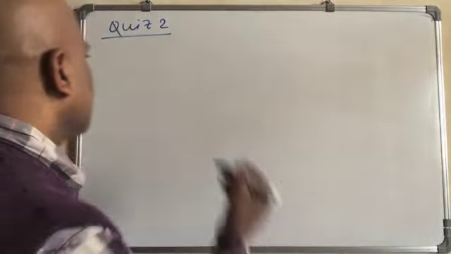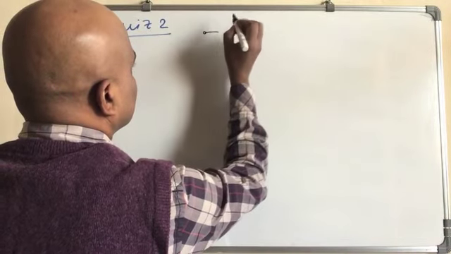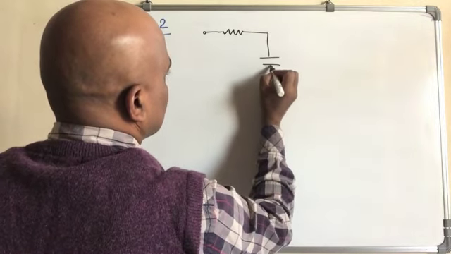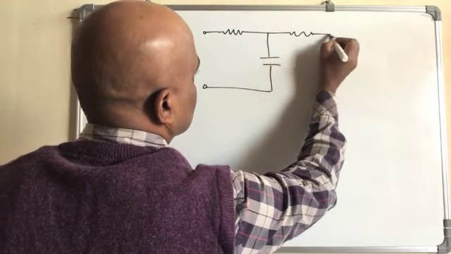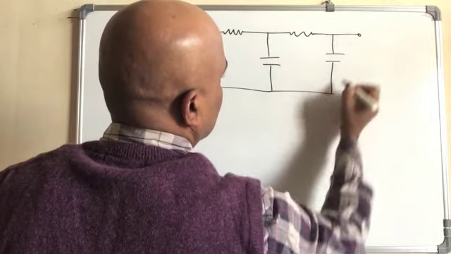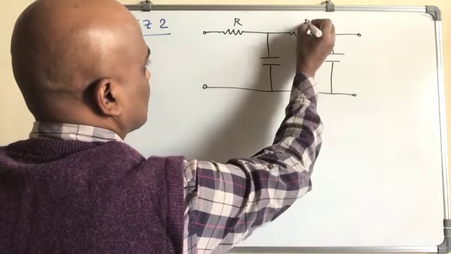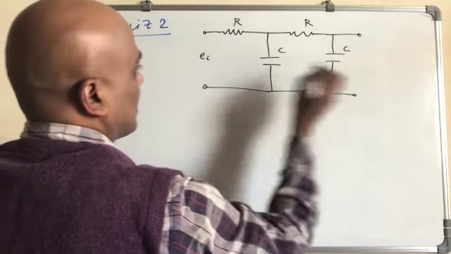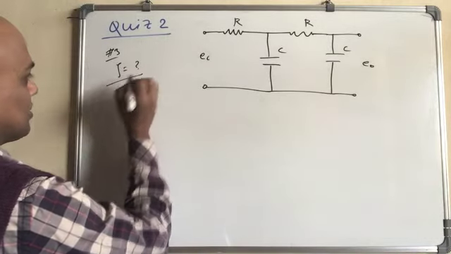The next question is number 3, where you have a resistance here and there is a capacitor, and then another resistance, another capacitor like this, and then you have the output here. Both C values are the same. So this is EI, this is E out. And the question is, what is zeta equal to?